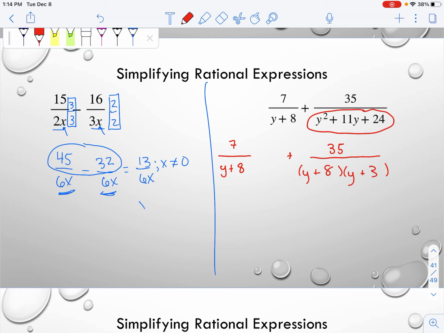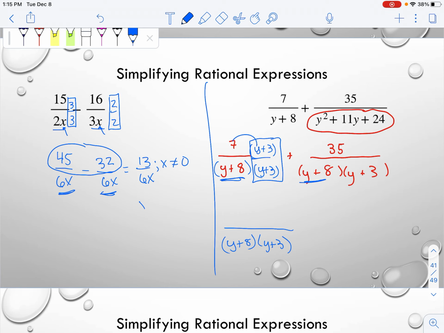Now I can inspect this further and say, what do I need to have common denominators? I already have a y plus 8. So I need to give this left side the giant 1 of a factor of y plus 3 over y plus 3. Now my denominator should be y plus 8 over y plus 3 for both of them. So I distribute this. That's 7y plus 21 plus 35 over y plus 8, y plus 3.